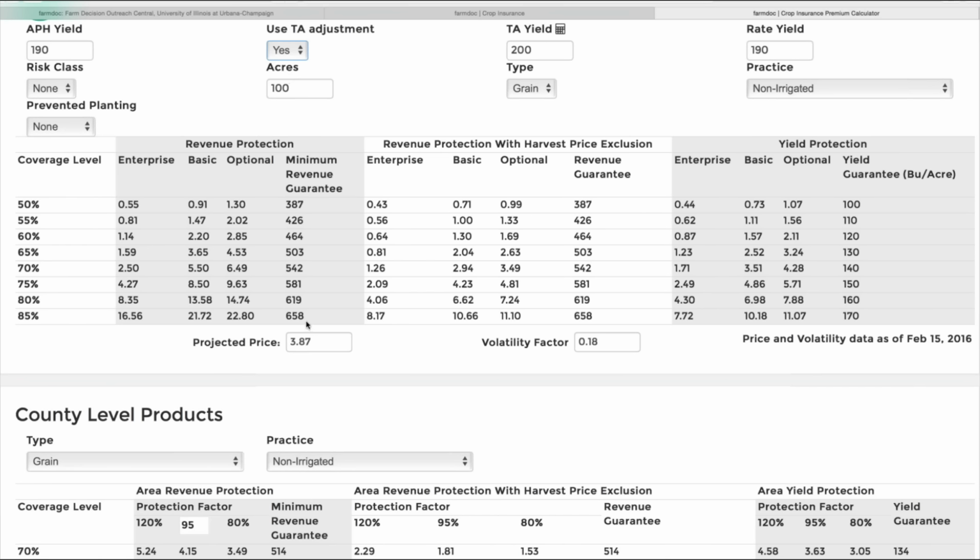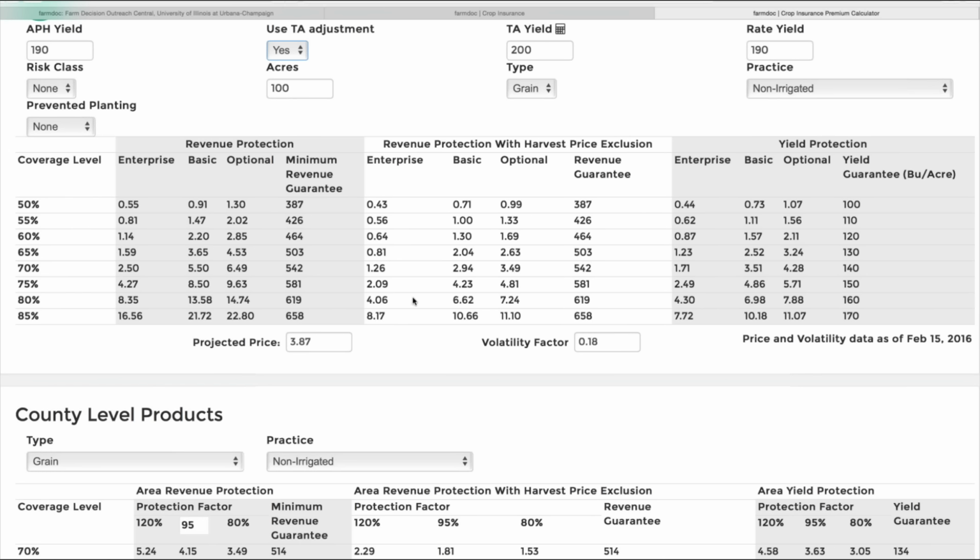That guarantee goes up to $6.58. Costs go up to $16.56. But maybe I wanted to be a little bit, if I dropped my coverage level, I would sort of be between those two. $8.35 would be my cost. The way it works out, using trend adjustment, you will never pay more for the minimum revenue guarantee, but you can pay less because of the way the subsidies work in this process.